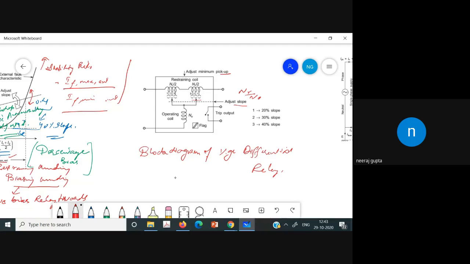However, in both the halves of the restraining coil, the symmetry must be maintained. And the minimum pickup value can be adjusted by changing the tension of the restraining spring.